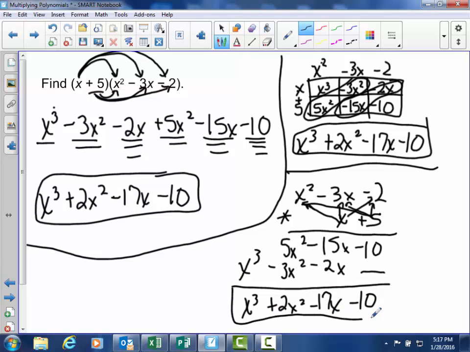So hopefully you can see it does not matter which method you prefer. If you employ it correctly, you will get the correct answer. All right, so now you want to get started on the Polynomials Day 3 worksheet.